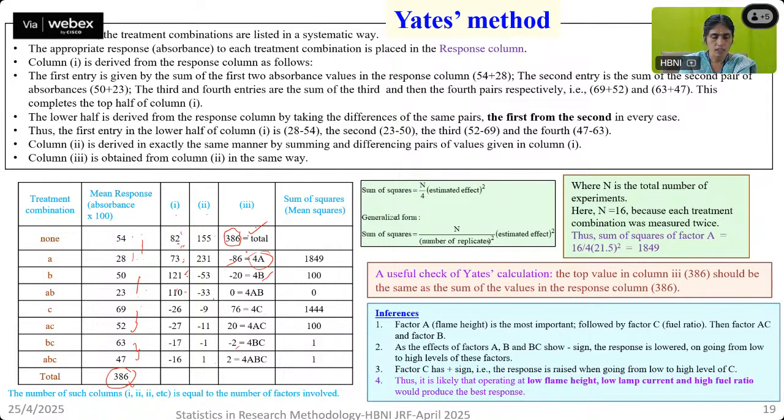For example, 86 is the largest value, that means flame height has got the largest impact on the output, the response, the absorbance. Then you see 76, that means C, the fuel to oxidant ratio has got the next higher impact. That way, just by seeing the numerical values in column 3, you can conclude, and this 386 has to cross verify. The larger the numerical value, the higher the impact. The sign of that value will show you whether it has got a positive impact, positive sign, or negative impact, then there will be a negative sign.